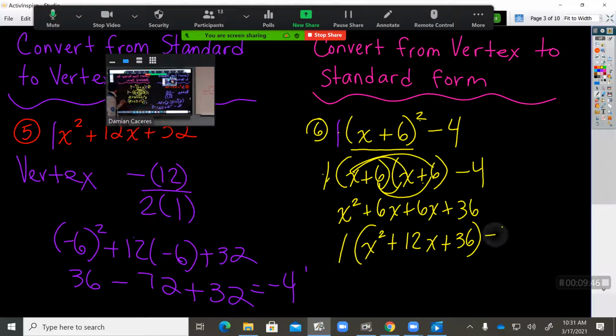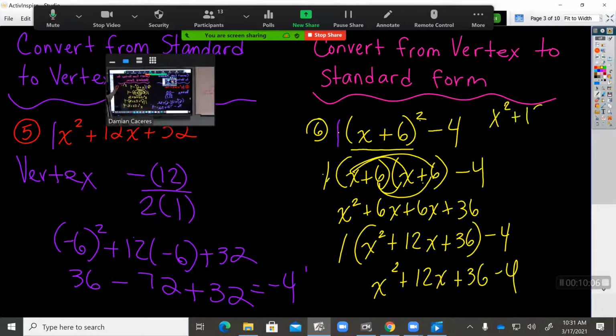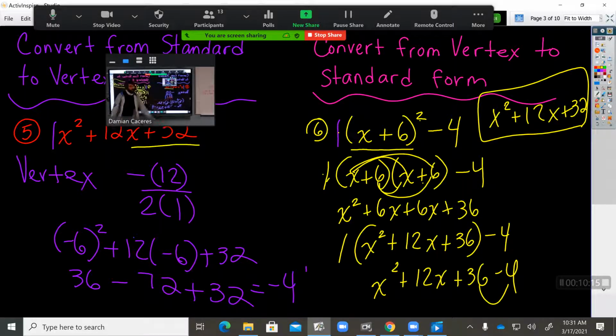There's a 1 on the outside and a minus 4 over here. Now at this point is when you multiply all of these by the number out here. So 1 times all of this doesn't change it. So you just bring it down. And now you can include the minus 4. Collect like terms, and we have our answer. X squared plus 12x plus 32, because this equals 32. Notice I use the same equation, so you can verify your answer.